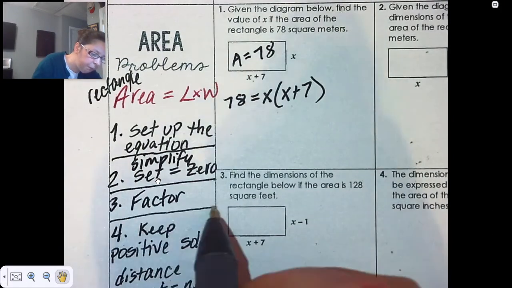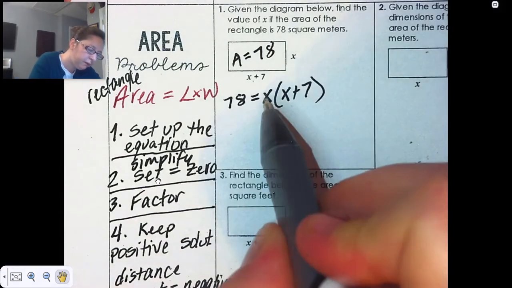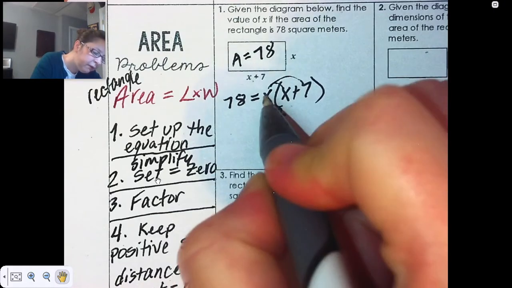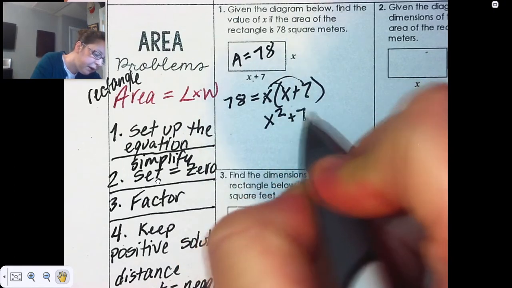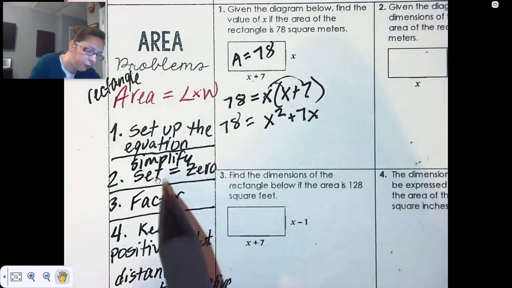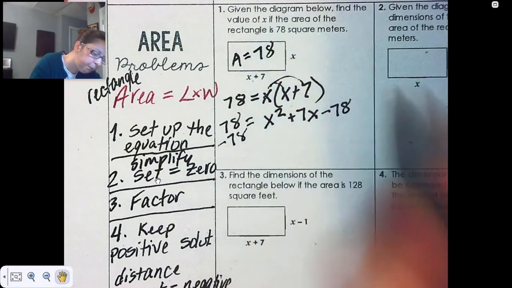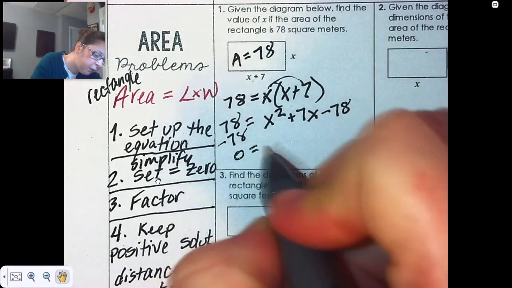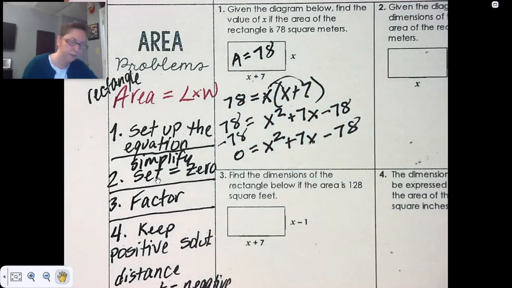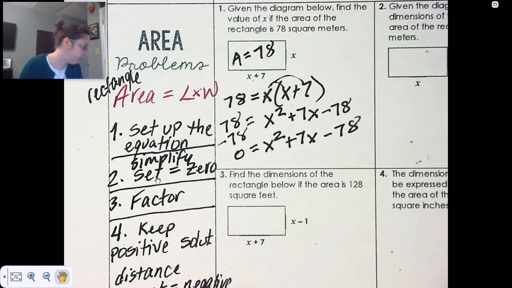All right, so what I'm going to do is distribute this x right here. So x times x is x squared. X times 7 is a positive 7x. And then I'm going to need to set it equal to 0. So let's subtract this 78 from both sides. So now it says 0 equals x squared plus 7x minus 78. Okay. My next step is to factor this.